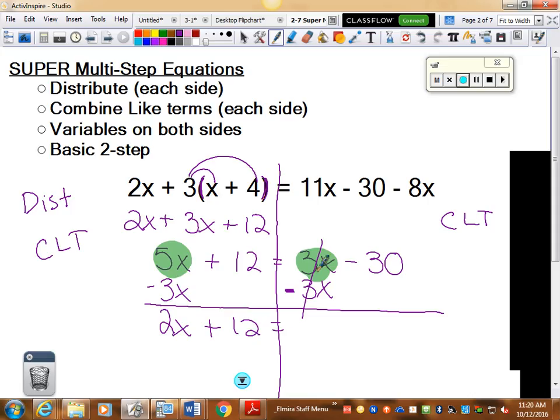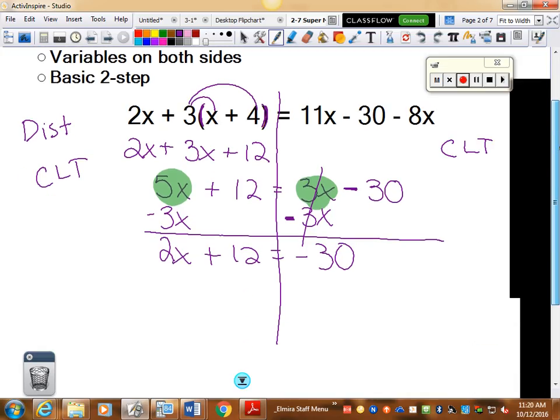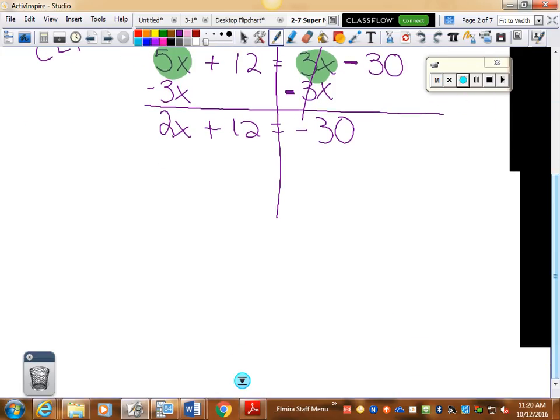That canceled. Now when I bring down the 30, this was a subtraction sign when it was between two values. But now that the 3x is canceled, it becomes a negative sign, and I need to bring it down. So what's left now is a basic two-step. And I said early on that the more complex our problems get, they will still all simplify down to a basic two-step. So subtract 12 both sides. Negative 42. Divide by 2 both sides.